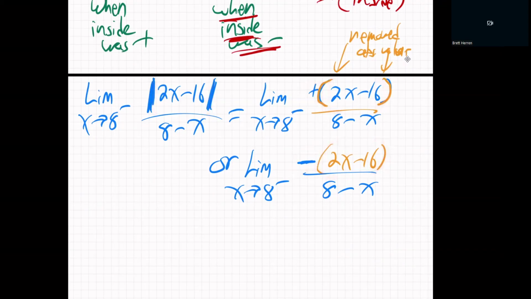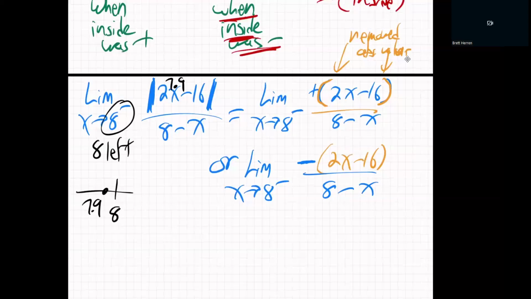Well, just try putting in something. What does this say? This says 8 from the left. So that's not negative 8. That minus right there means from the left. You think about a number line, 8, what's left of it? Like 7.9. So put in 7.9 right there.